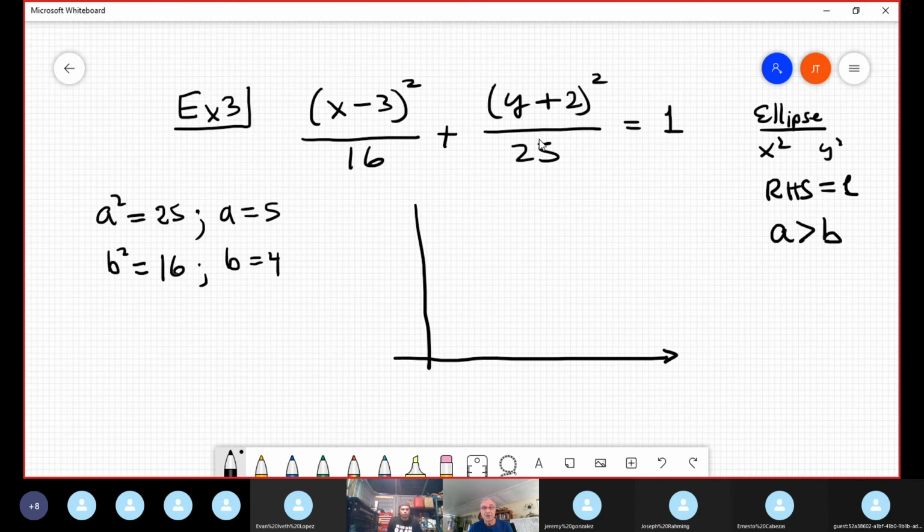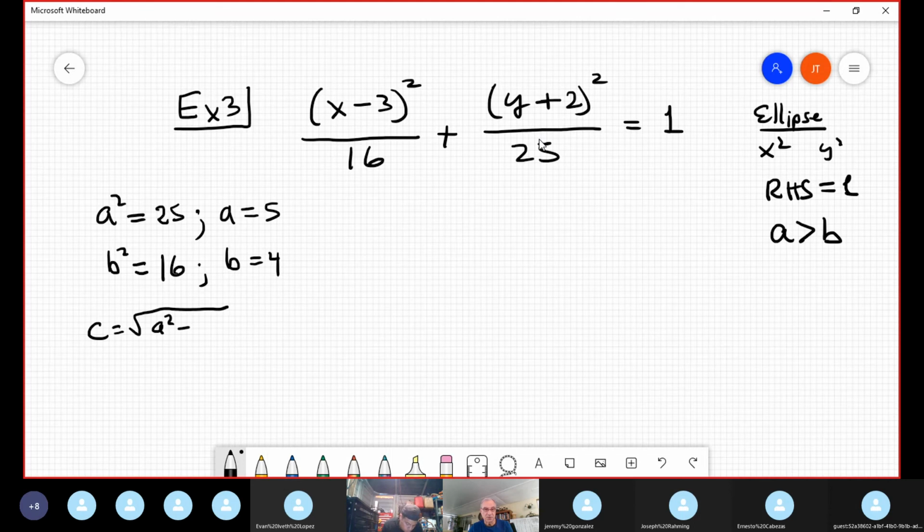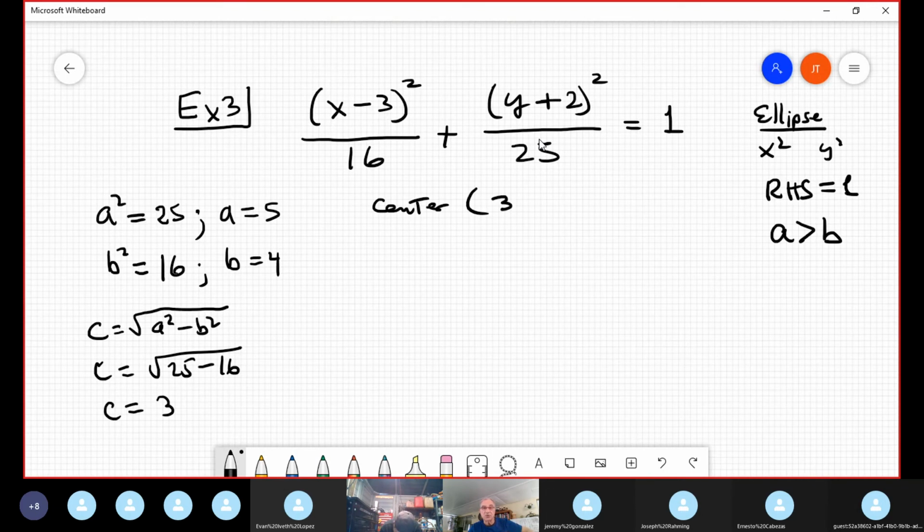Okay, let me erase this. Okay, wait. Let me finish ABC. So C is the square root of a squared minus b squared. C is equal to the square root of 25 minus 16. It's 9, no? So it's 3. Also, the center of the ellipse is located at the point (3, -2). Do you see or no?